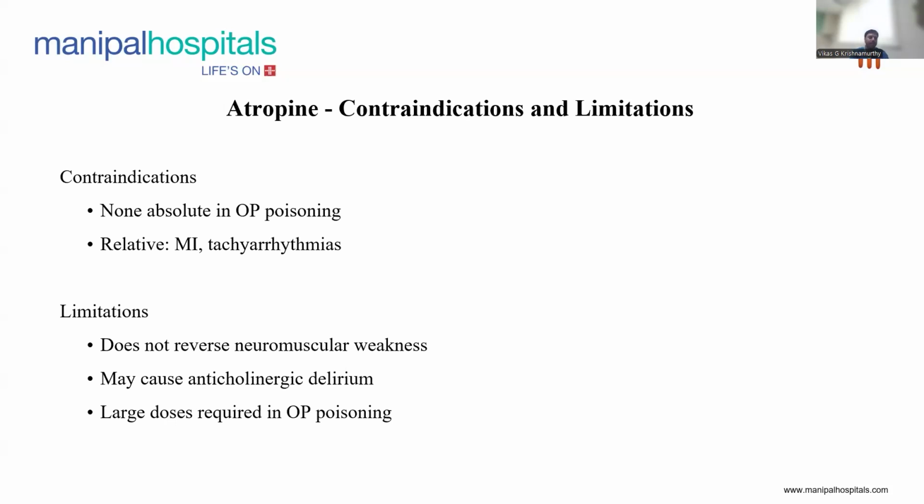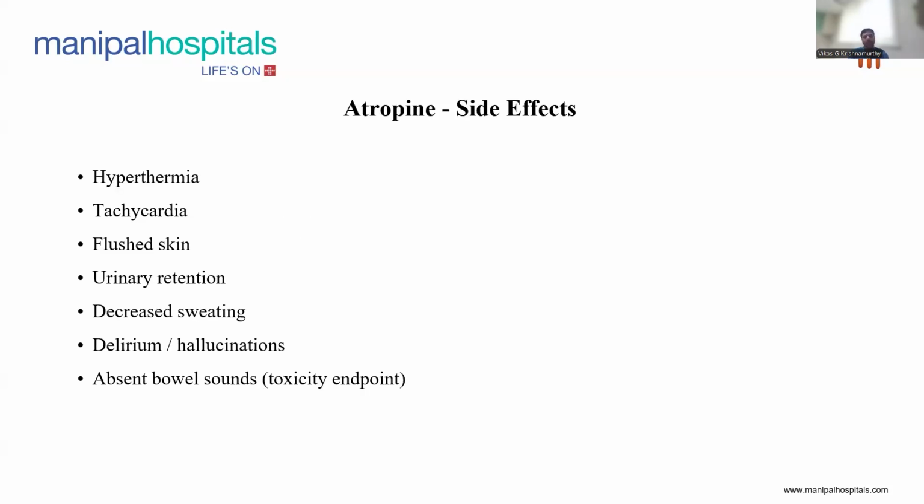The contraindications for atropine: none absolute, but relative contraindications are MI and tachyarrhythmias. As discussed earlier, limitations are that it does not reverse neuromuscular weakness, may cause anticholinergic delirium, and usually large doses are required in OP poisoning. The side effects of atropine are hyperthermia, tachycardia, flushed skin, urine retention, decreased sweating, delirium, hallucinations, and absent bowel sounds.